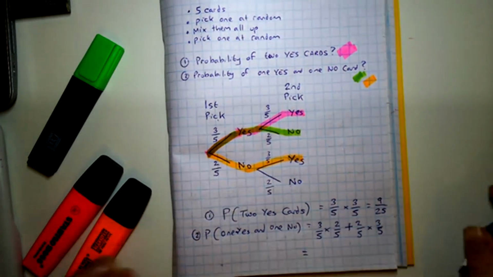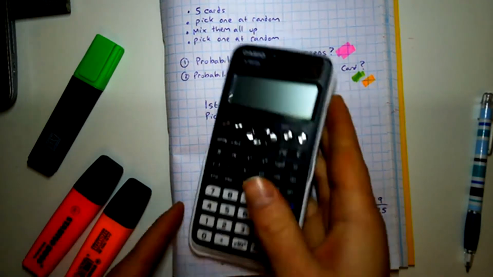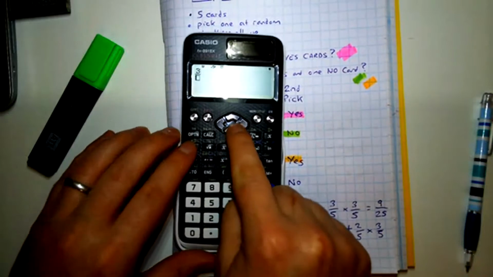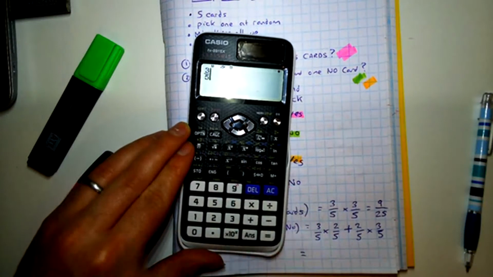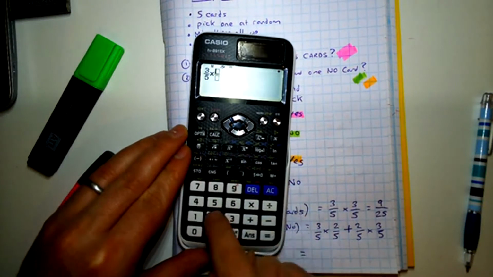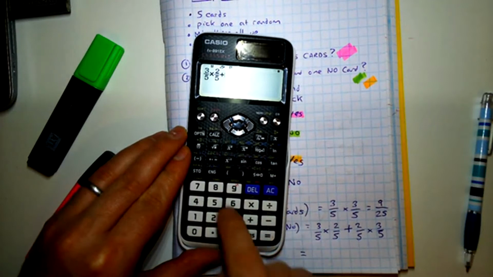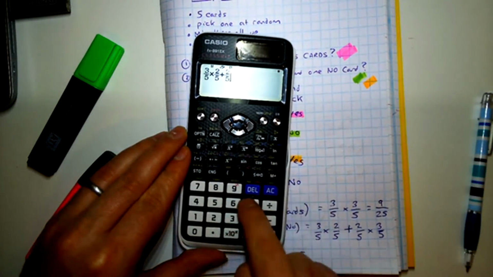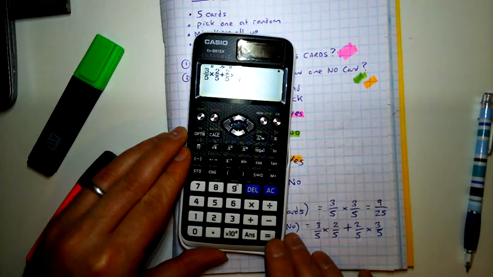I'm going to use my calculator for this one. I'll see if I can be quicker than my calculator though, because it's going to be 12 over 25, isn't it? So let's just check that. 3/5 times 2/5 plus 2/5 times 3/5, and I reckon it's going to be 12 over 25.